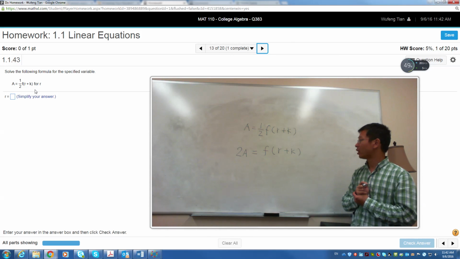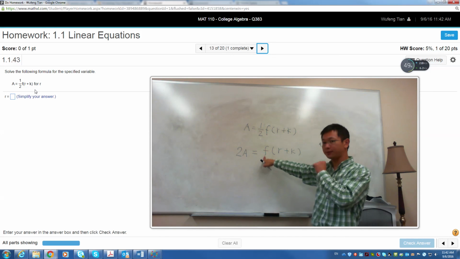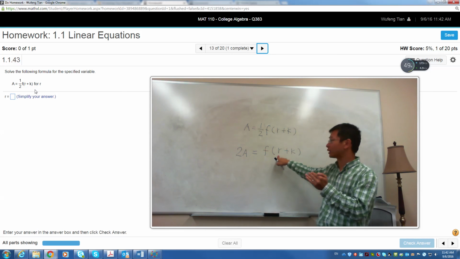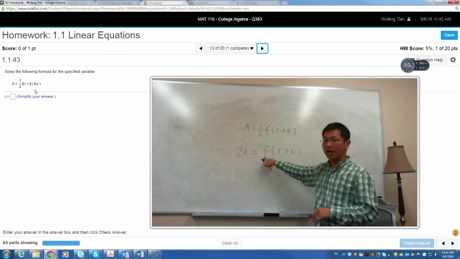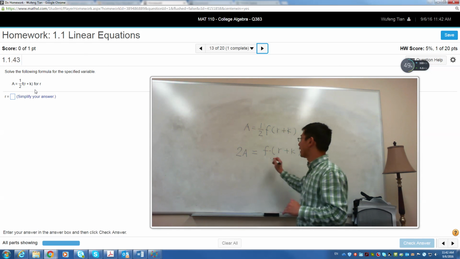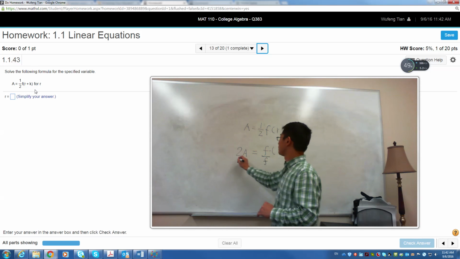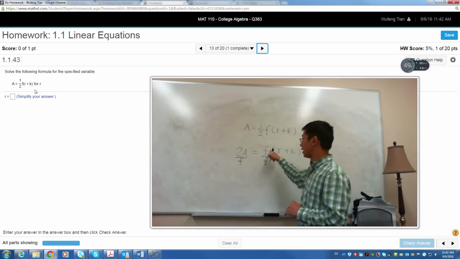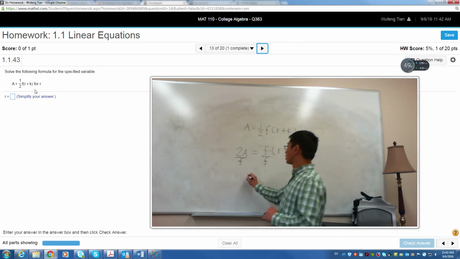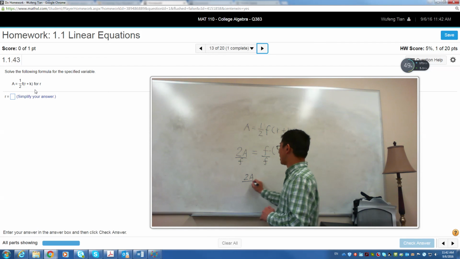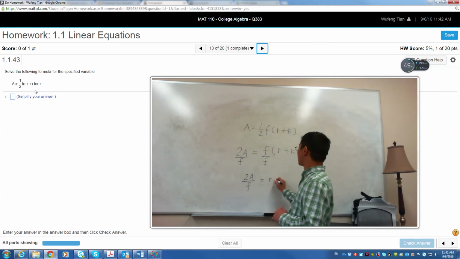Okay. So now I need to get rid of the f because I want r to be isolated. If I want to get rid of the f, I just divide both sides by f. So put an f here, and an f here. And the f goes away, it's just 1. So I'm going to have 2a over f equals r plus k.